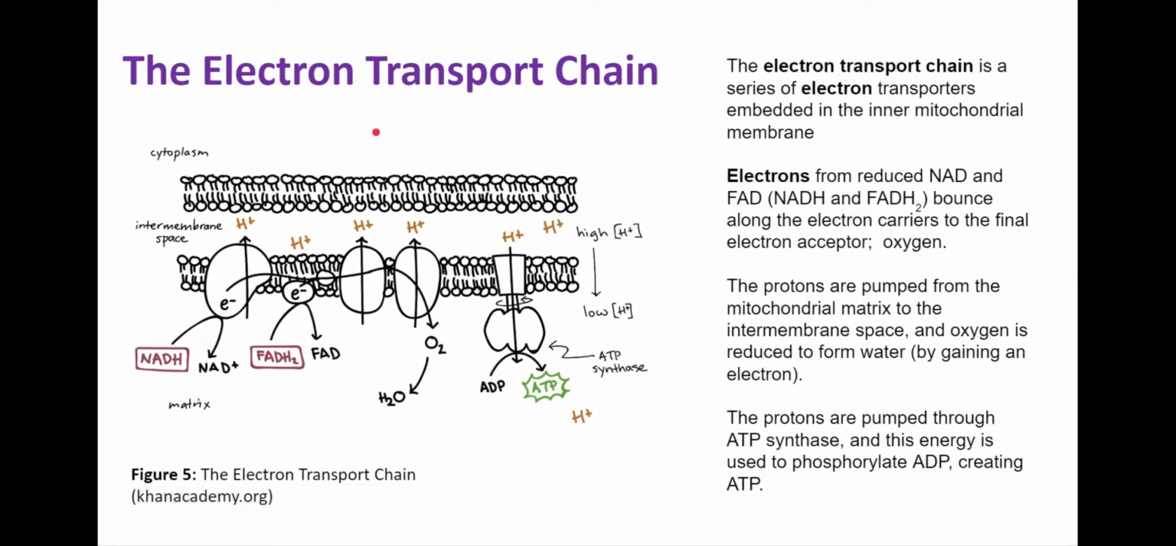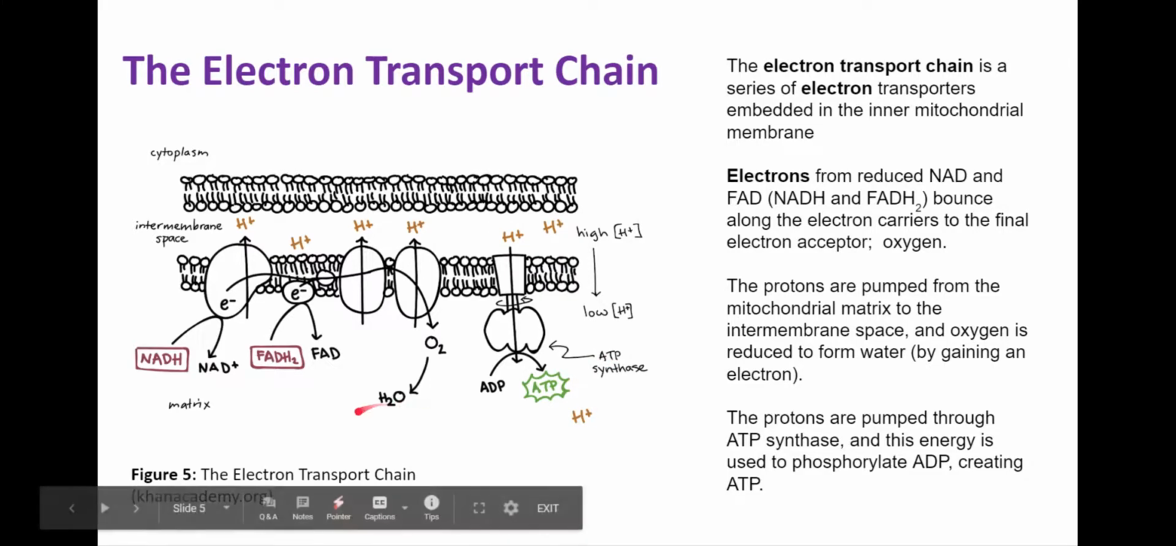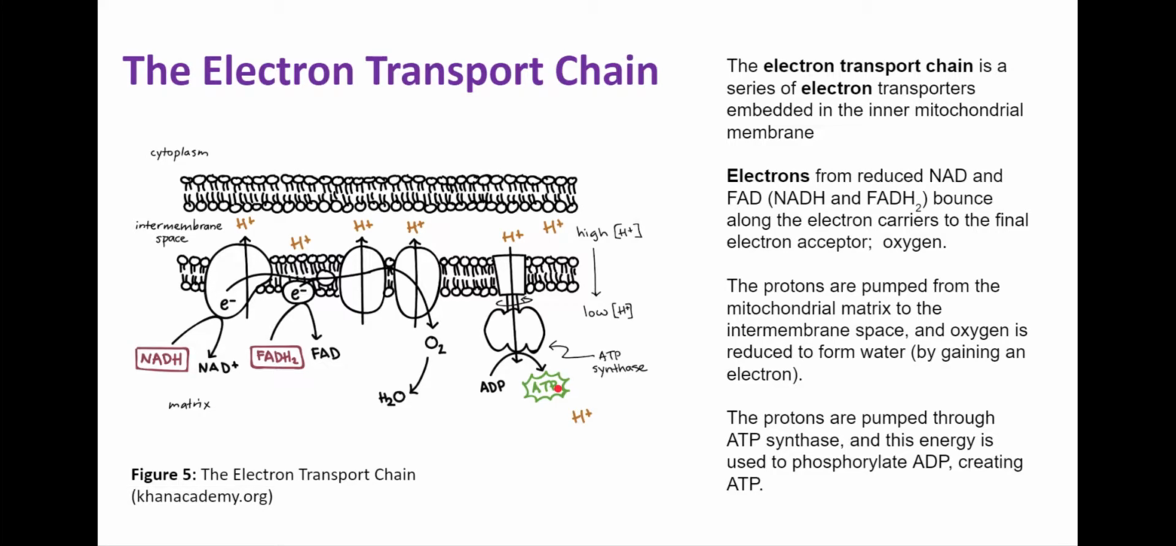Now, if we go back to the hydrogen molecules or protons in the intermembrane space that build up here, they actually move by chemiosmosis through this enzyme at the end called ATP synthase, and that provides the energy to convert ADP to ATP. And the numbers, we'll have a look at those next.